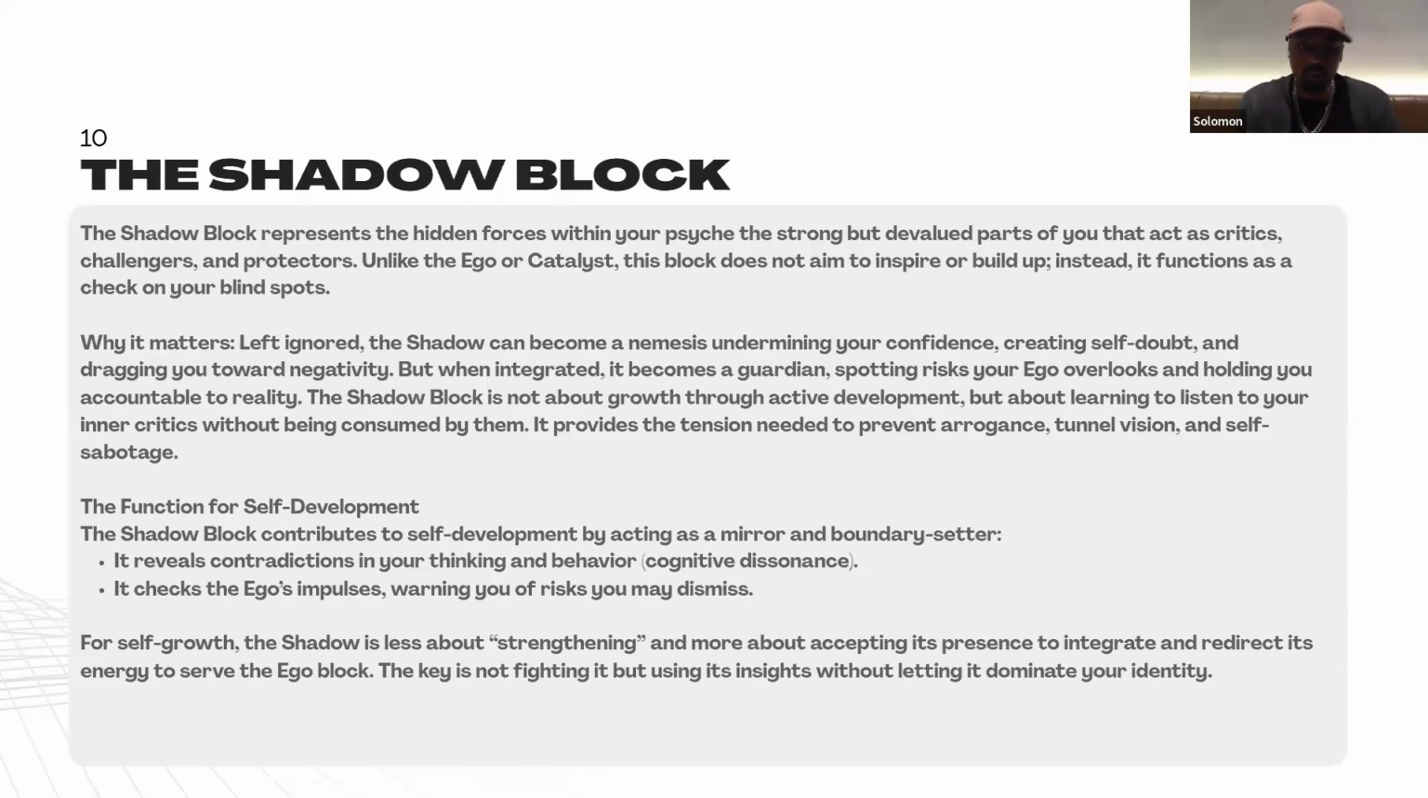So let's talk about the shadow. To continue, the shadow block is not about growth through active development, but about learning to listen to your inner critic without being consumed by it. It provides the tension needed to prevent arrogance, tunnel vision, and self-sabotage. This block reveals contradictions in your thinking and behavior, cognitive dissonance, and it checks the ego's impulses, warning you of risk that you may dismiss. For self-growth, the shadow is less about strengthening and more about accepting its presence, to integrate and redirect its energy to serve the ego block. The key is not fighting it, but using its insights without letting it dominate your identity.